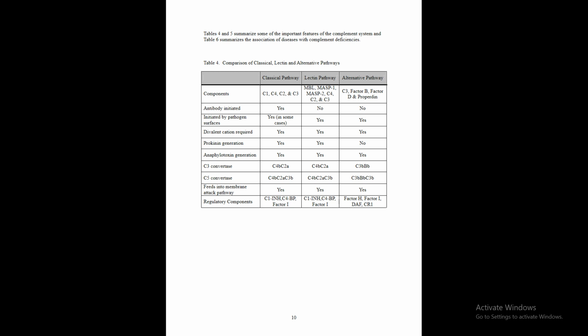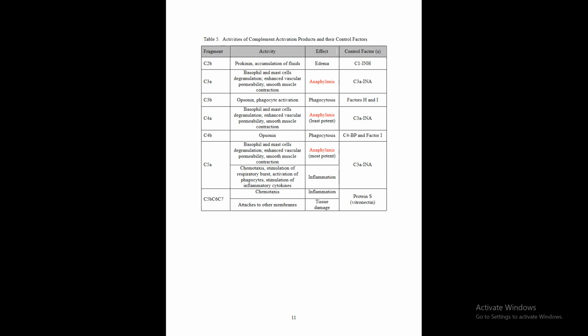This table summarizes some of the important features of the complement system: the classical pathway, lectin pathway, and alternative pathway. What are the components? Whether it is antibody initiated or not, whether it is initiated by the pathogen surface, what cation is required, procaine generation, anaphylatoxin generation, C3 convertase, C5 convertase, feed into the membrane attack pathway, and regulatory components. It will summarize the whole lecture in this table.